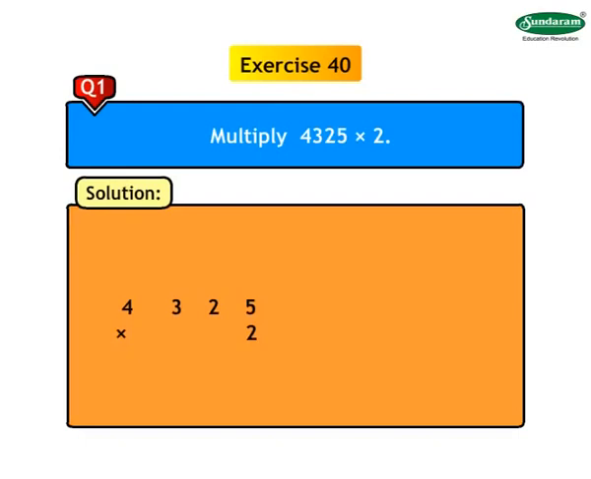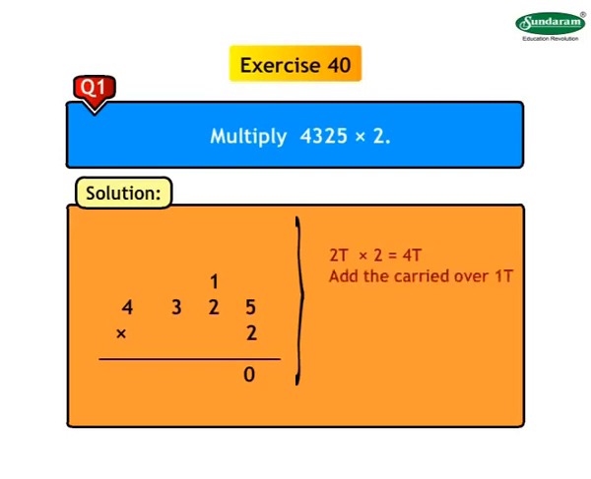Starting from the units place, we have 5 into 2 is equal to 10. Write 0. Carry over 1 ten to the tens place of 4,325. Next, 2 tens into 2 is equal to 4 tens. Add the carried over 1 ten. Thus, 2 tens into 2 is equal to 4 tens plus 1 is equal to 5 tens. Write 5 tens in the tens place.